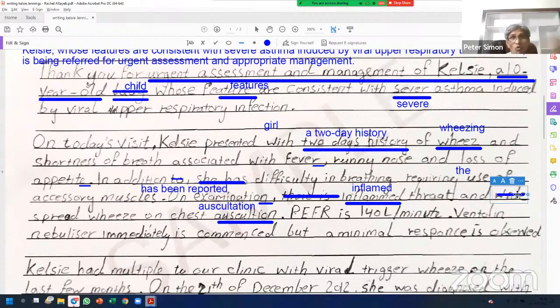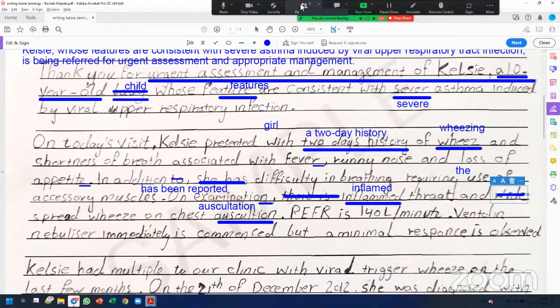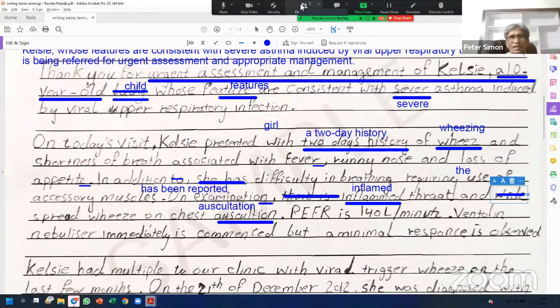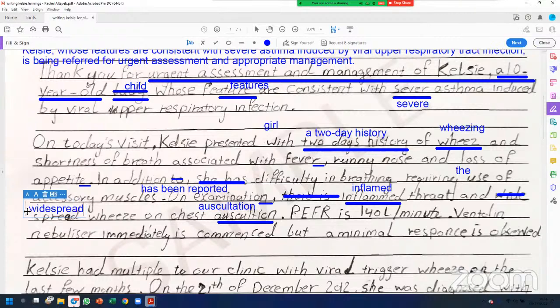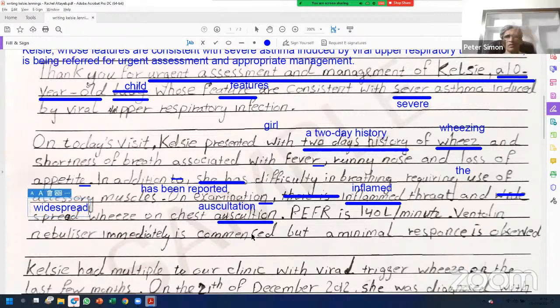Actually, the first thing is whether you know it or not. That is more important. Do you know it? Yes, I know it. So if you know it, then you should not write like that. Widespread, you have to write in one place itself, with a hyphen or like this, widespread. Okay, finished, no problem. Nobody is going to bother you now. On examination, inflamed throat and widespread wheeze on chest auscultation were observed, were noticed, were found.